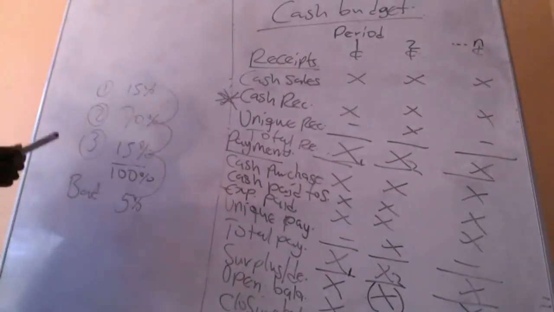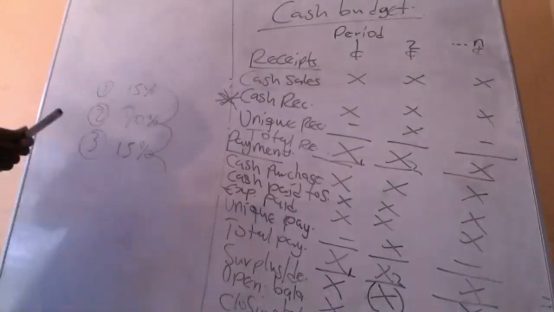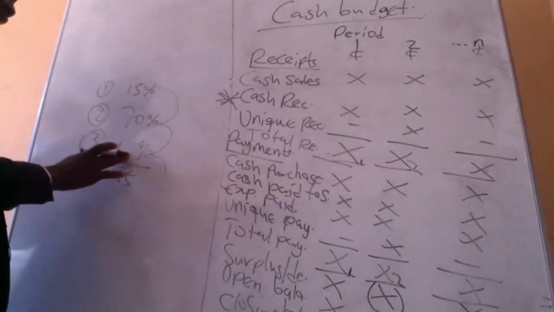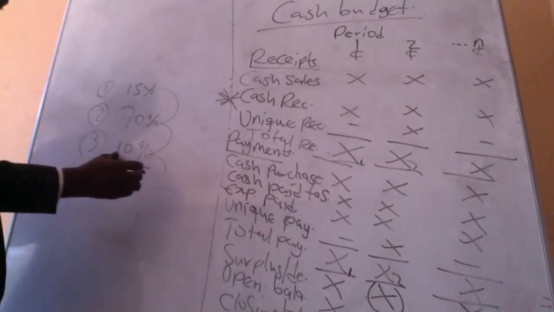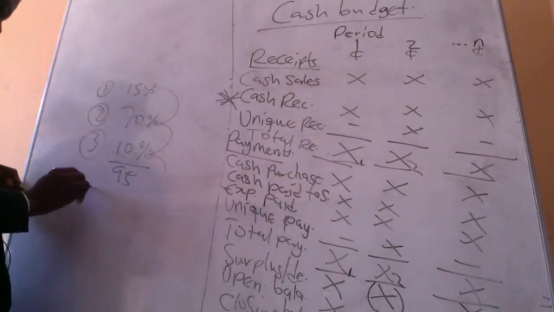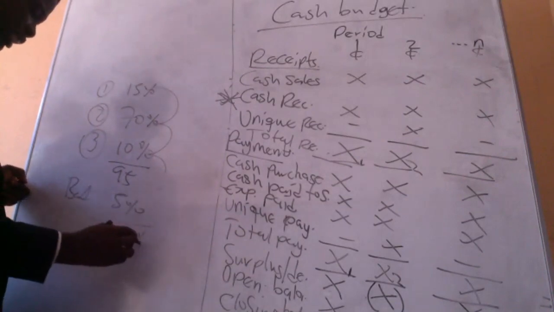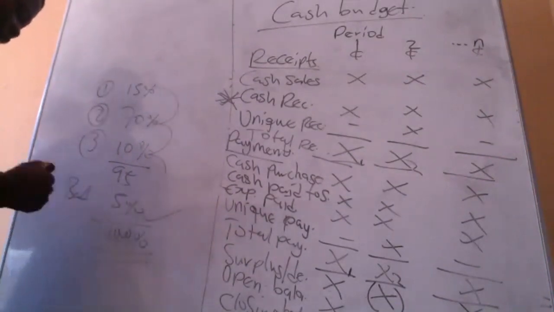But if you sum up, and probably it's like 95%. Let us make here 10%. So this is 95. And so there's bad debt of what? 5%. That makes it 100. This one, good news.